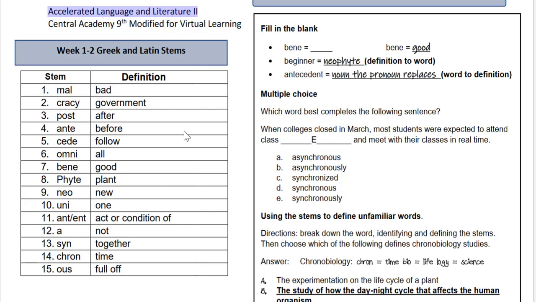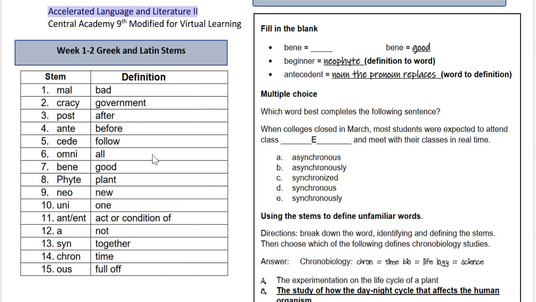So what you'll notice on this particular page is here are the Greek and Latin stems. For those of you that were here in 8th grade, you'll find them very familiar. For those of you that are new here in 9th grade, don't worry, because you'll be right on the same page as everybody else. So what you need to be able to do is know that this stem means bad. So mal means bad. Crossy means government.